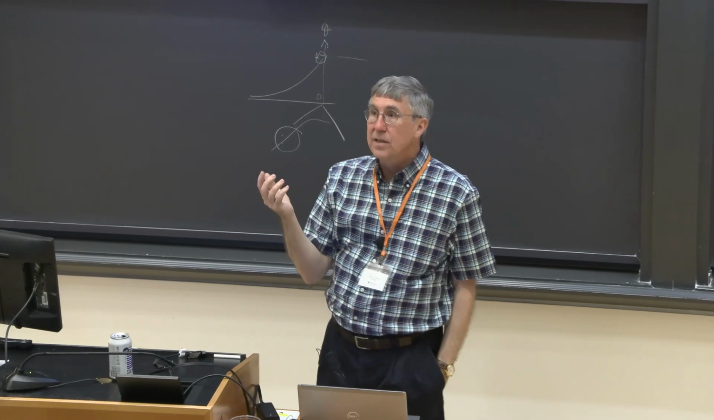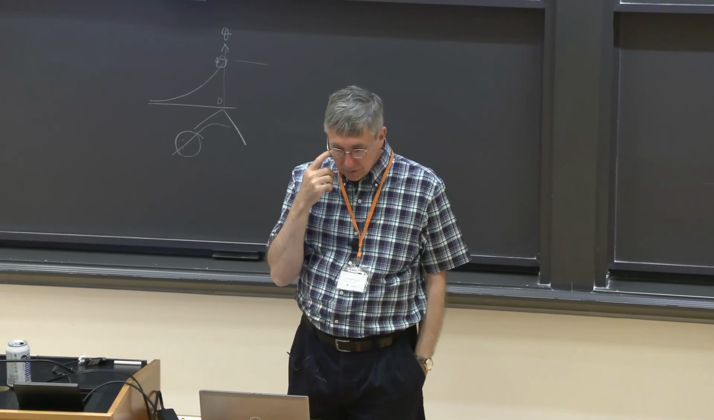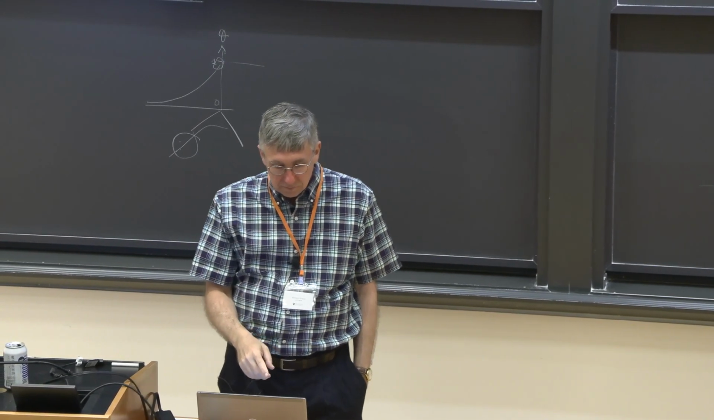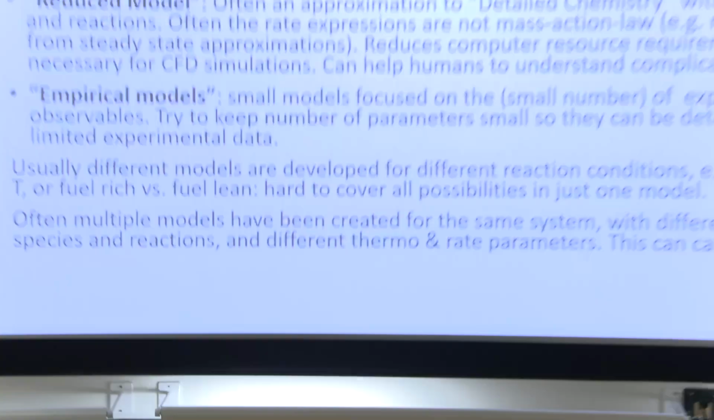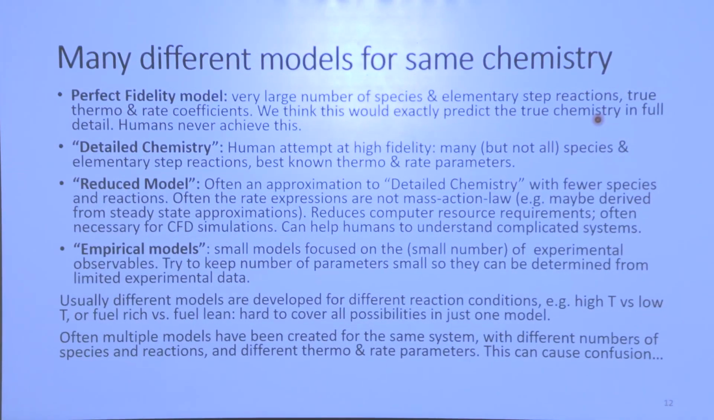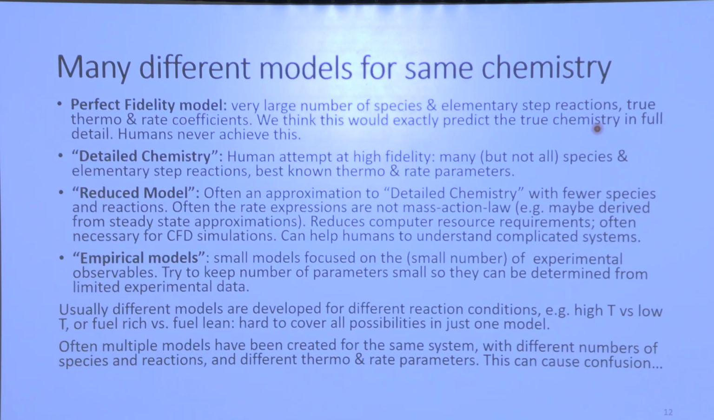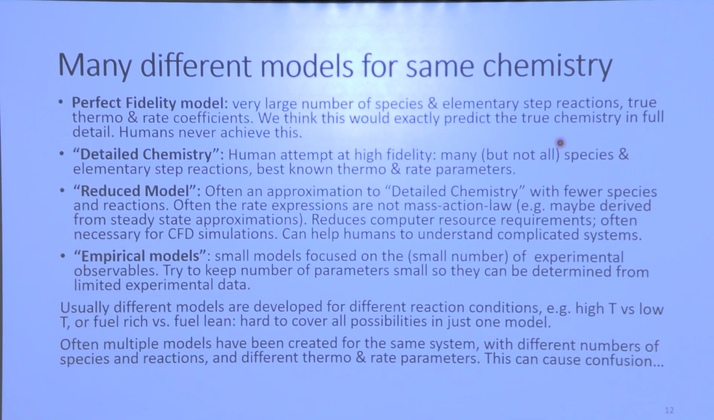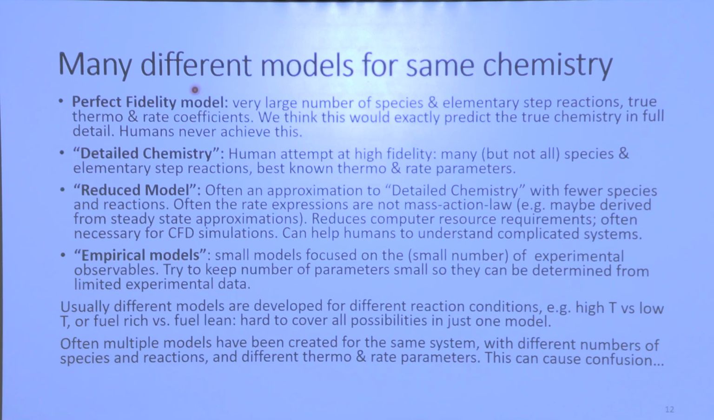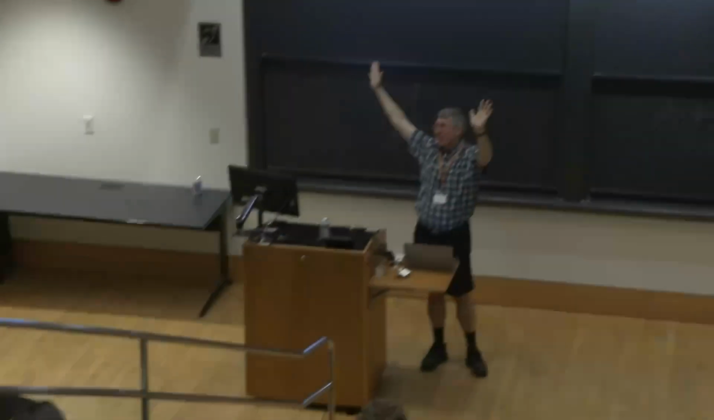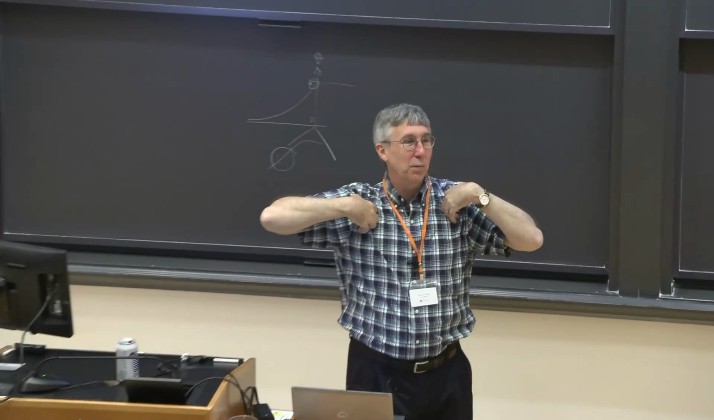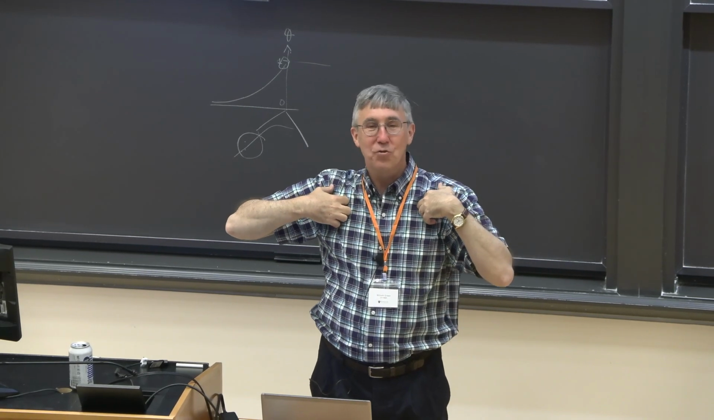Yeah, so as I said, there's many different models for the same chemistry. You can have a perfect fidelity model, where you have a very, very large number of species and reactions and the true thermo. And this is like imaginary. It's like the ideal, the paradigm. Somewhere, God knows the perfect model of the real reactions that are really happening. I unfortunately am a finite human. I don't know it, right?